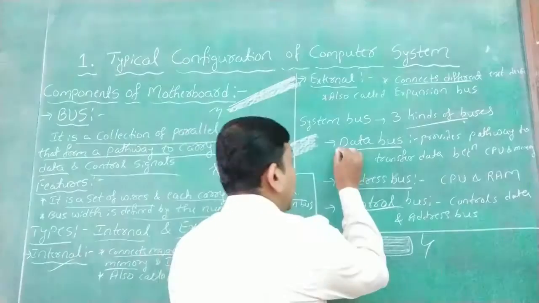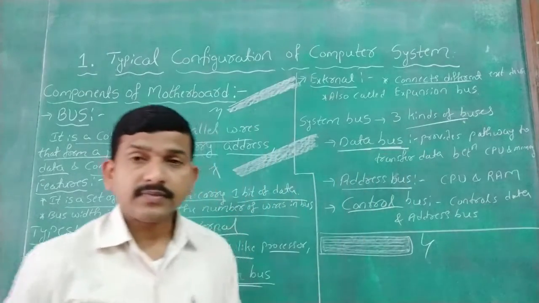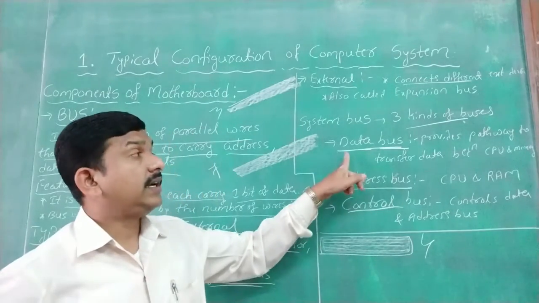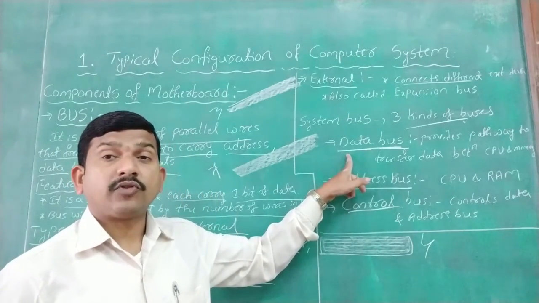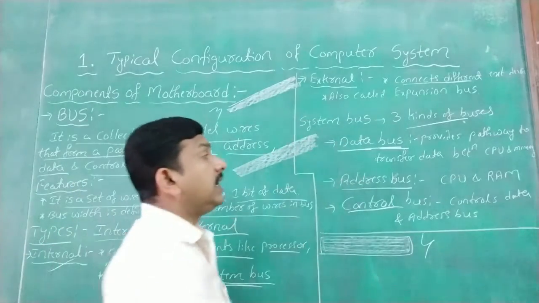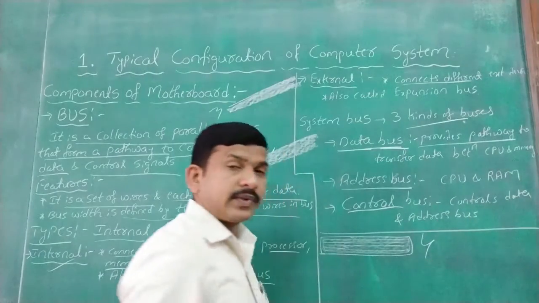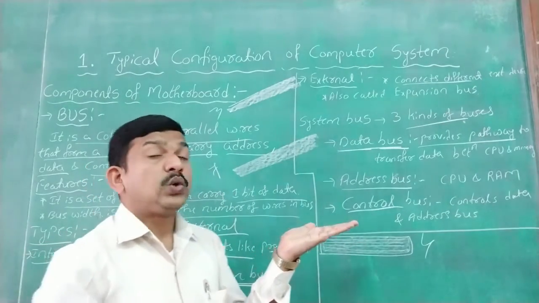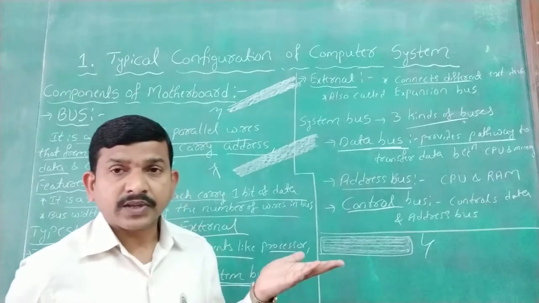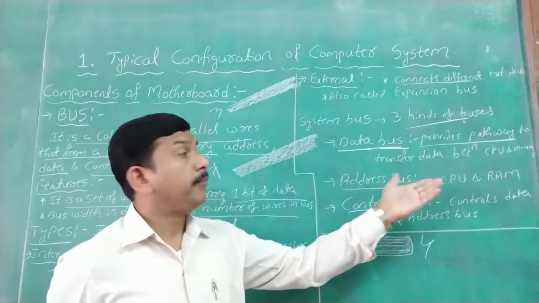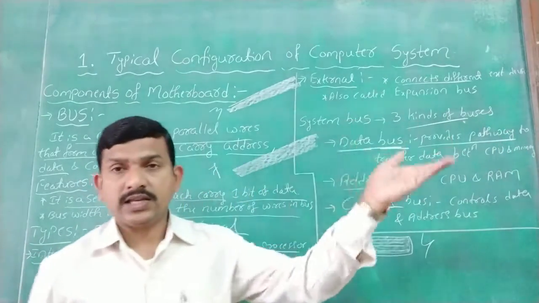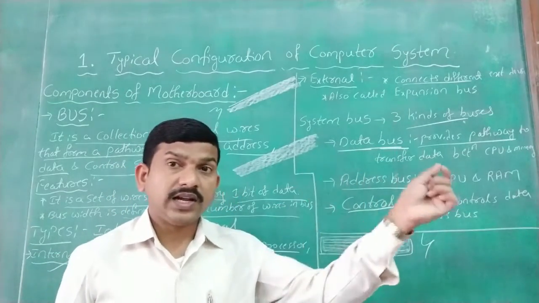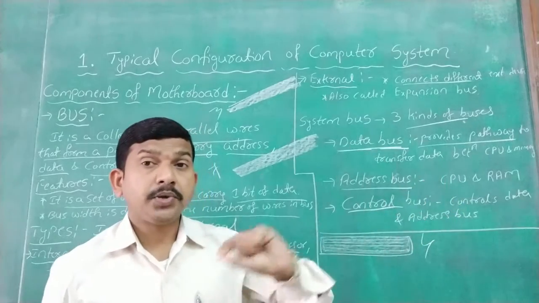The word says data bus. Yes, what does the data bus carry? It carries data from one place to another. Yes, it provides a pathway. What does the data bus do? It provides one pathway for what purpose? To transfer data between CPU and memory. The data has to be transferred between CPU and memory.